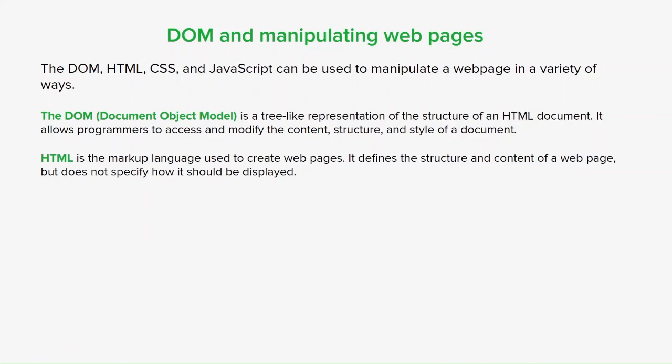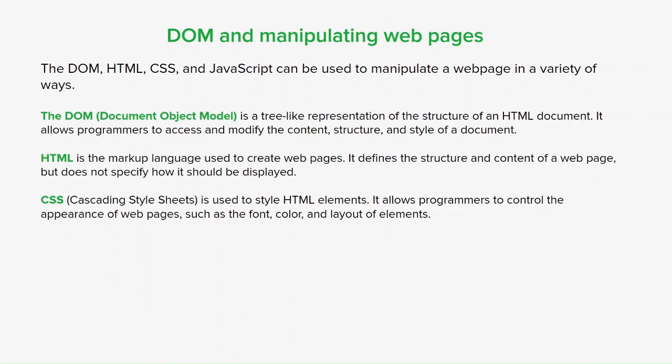HTML is the markup language used to create web pages. It defines the structure and content of a web page, but it doesn't specify how it should be displayed. CSS is used to style the HTML elements, and it allows programmers to control the appearance of a web page, such as the font, color, and layout of elements.